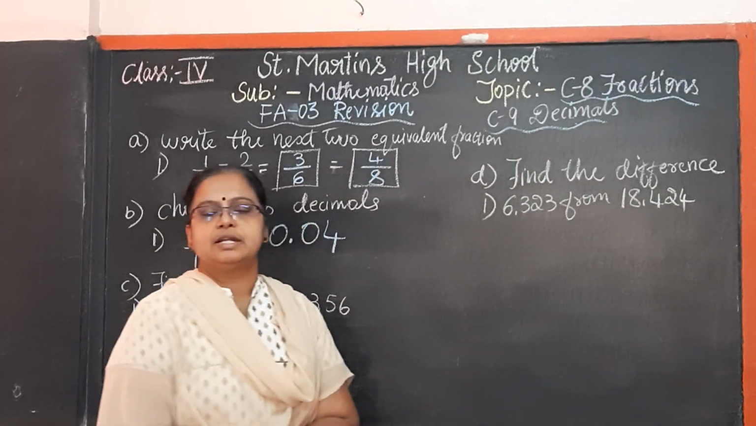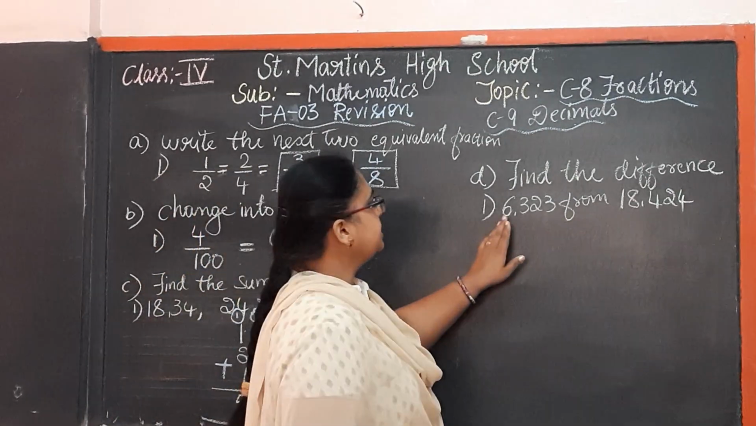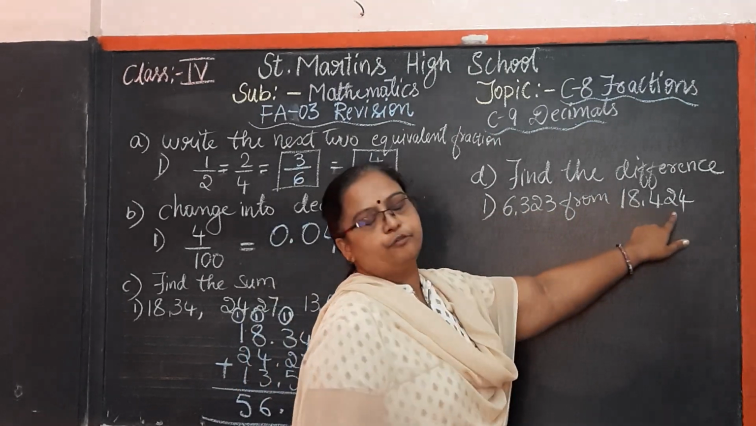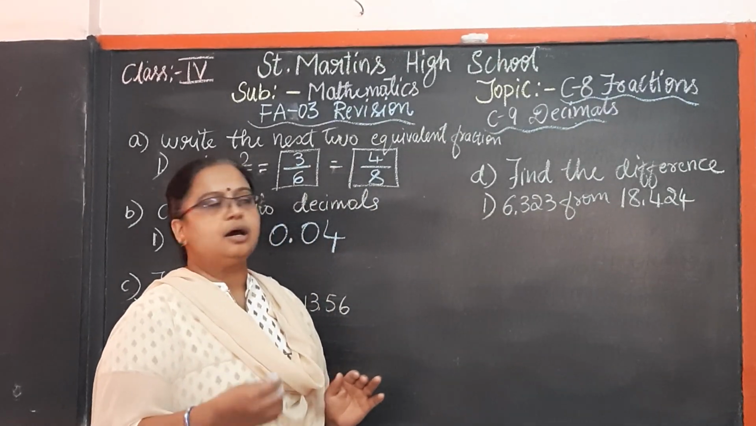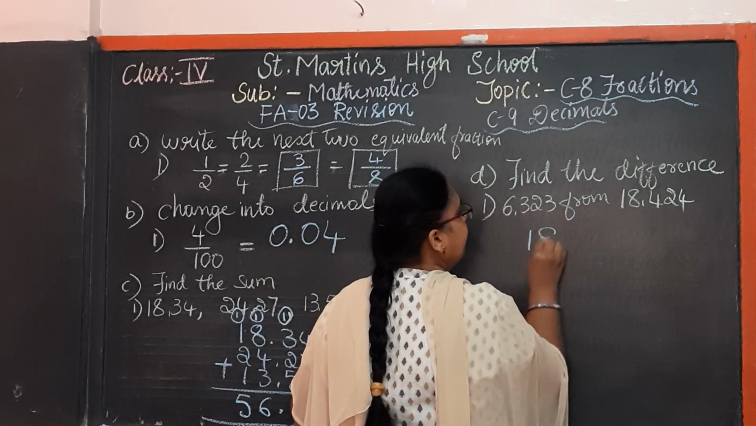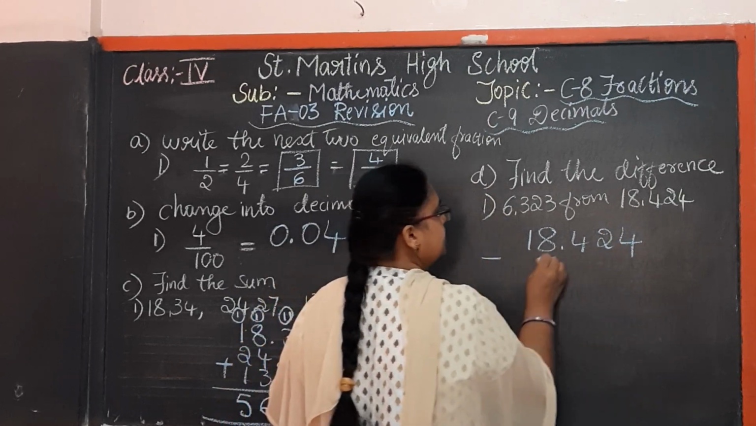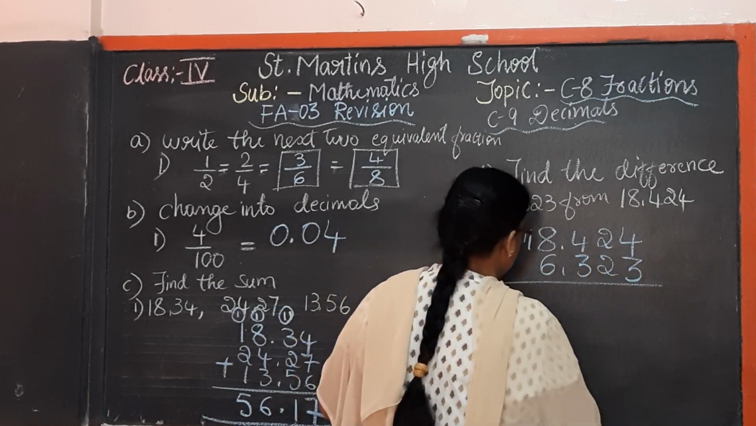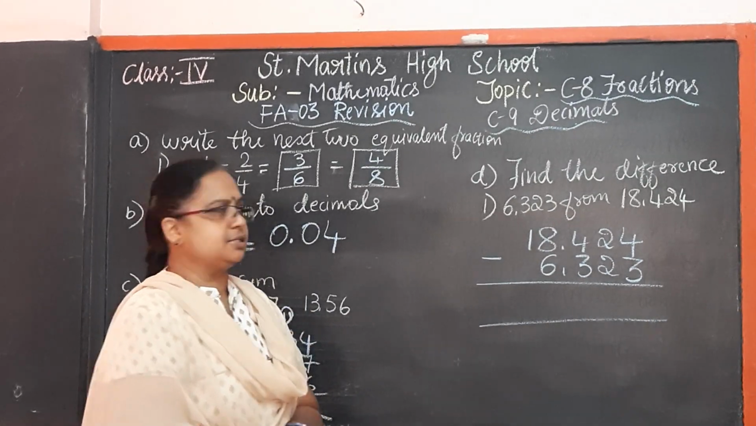Next, find the difference. What do you mean by find the difference? Should we add or subtract? We have to subtract. By which, see, 6.323 should be subtracted from 18.424. First we have to write the greatest number. Then we have to write the smallest number and subtract. Let us arrange the sum, that is 18.424 minus 6.323. Yes children, we have arranged it and we have to subtract and find the difference.